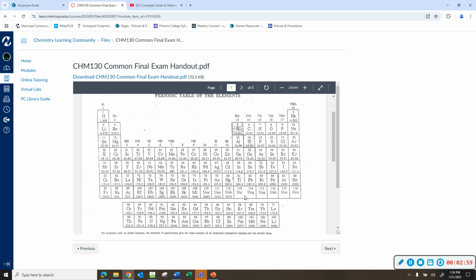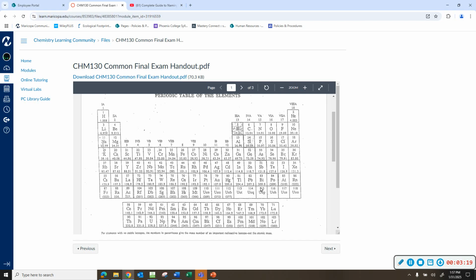Will we go past element 80? Probably not, but 82 is lead. Lead is very common in different compounds and questions. So just be aware that you need to have a handle on the periodic table.